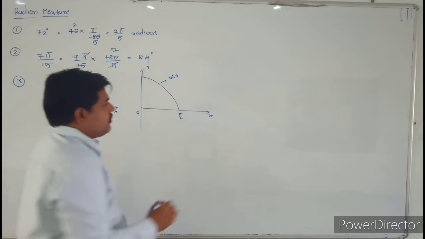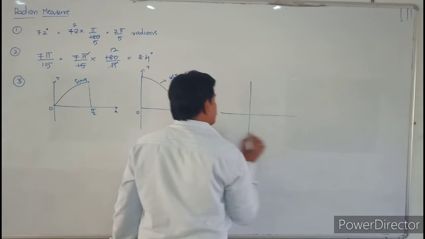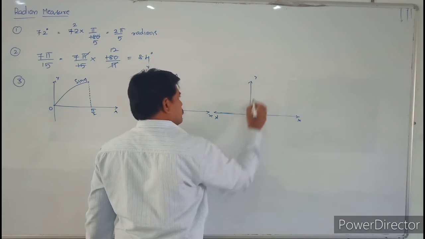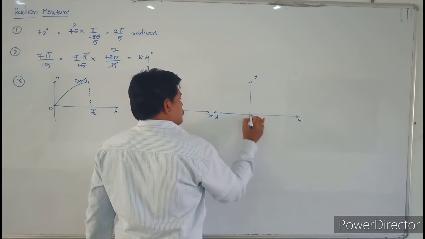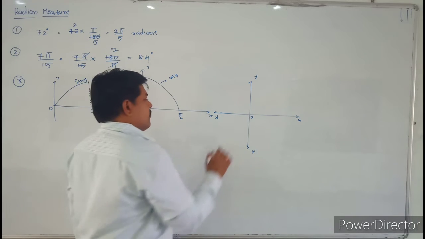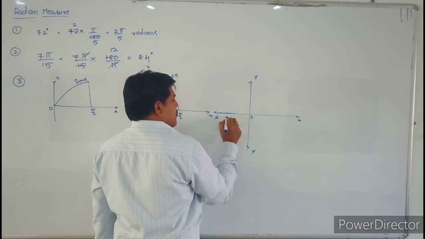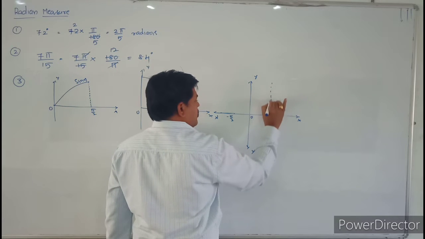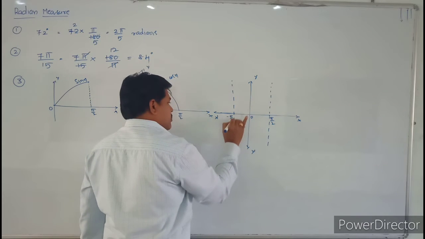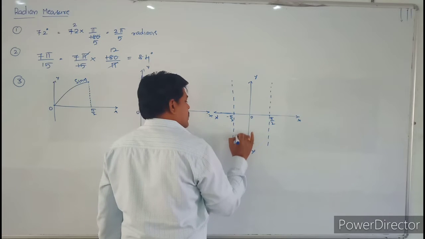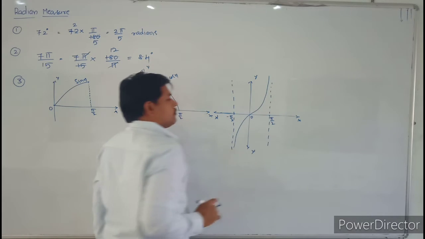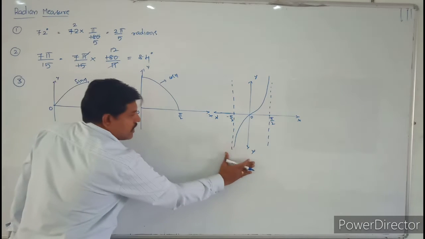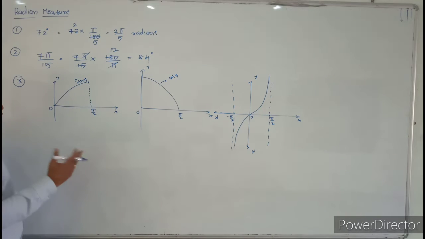So what is the tan x graph? Here it is minus pi by 2, and this is pi by 2. In between these two, what is the tan x graph, students? The tan x graph is like this one. Yes or no? So the sin x graph is this one, the cos x graph is this one, and the tan x graph is this one.